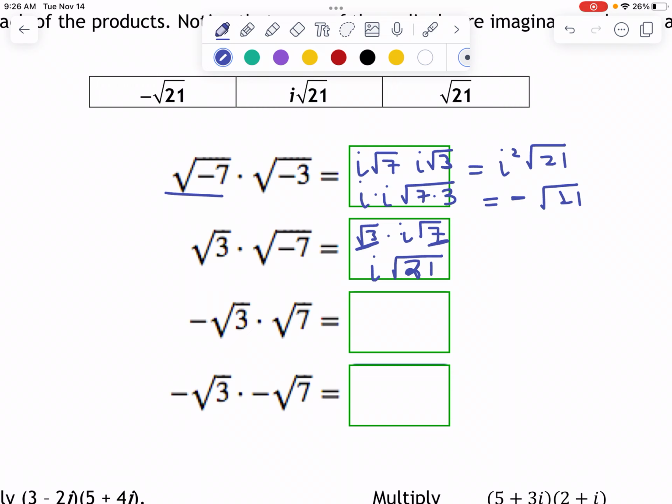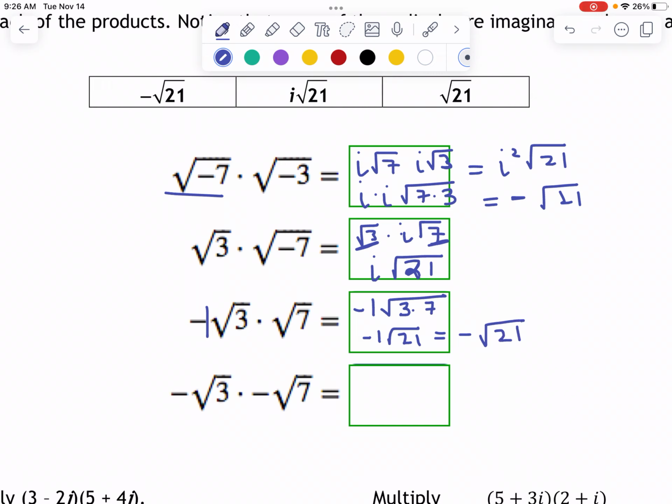Okay, moving on. I know this negative root 3 is kind of like a -1 times the square root of 3. So I'm going to keep my -1 hanging out outside my square root house. And inside the square root house, I'm going to do my 3 times 7, which gives me -1 times the square root of 21, which we can just write as the negative square root of 21.